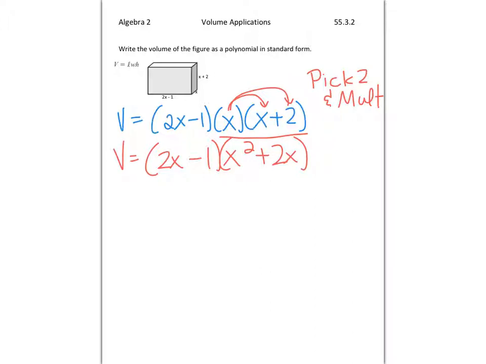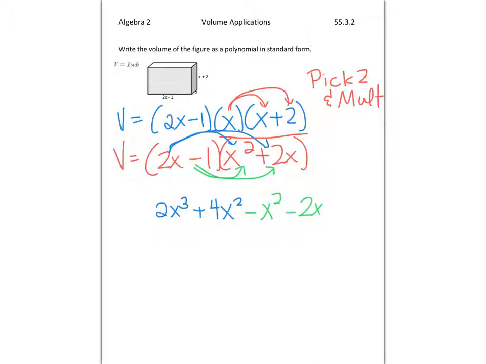So these are now 2 things times 2 things, so you can think of this as FOIL, or just distributing. 2x times x squared would be 2x cubed. 2x times 2x would be 4x squared. Multiply the 2's, multiply the x's. And then now we have to distribute the negative 1, which would be negative 1x squared, or negative x squared. And then last, negative 1 times the 2x would be negative 2x.